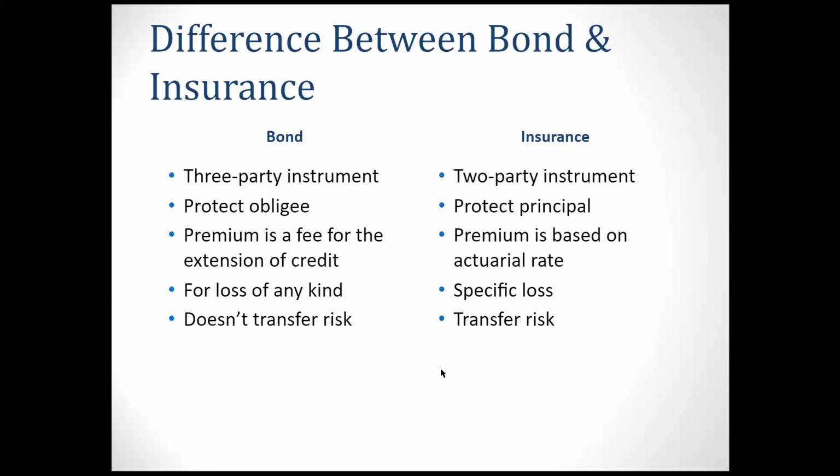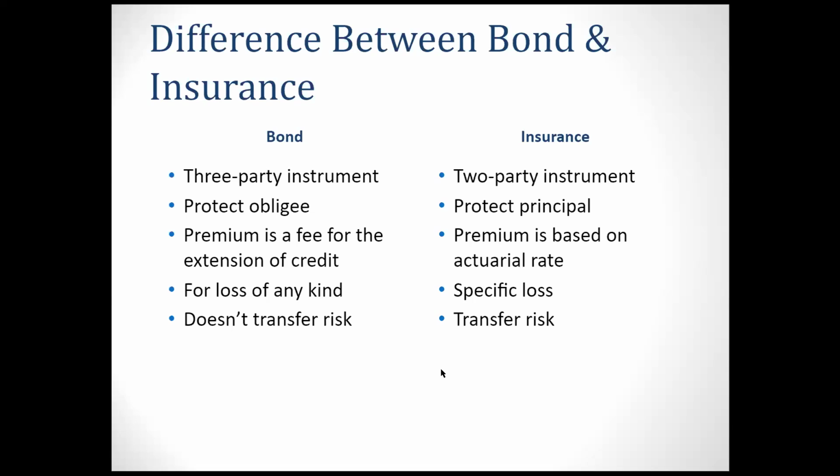So there is a difference between the bond and insurance. The bond is a three-party instrument that protects the obligee, which is the owner, and the premium is a fee for the extension of credit, right? It covers the loss of any income, and it doesn't transfer the risk, because the risk is still carried by the principal, which is the contractor.